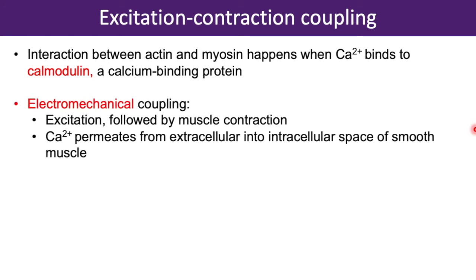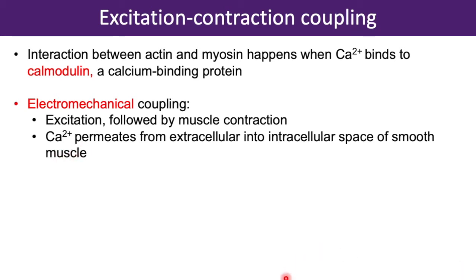So excitation is an electrochemical event occurring at the membrane. This is followed by a mechanical event, which is contraction of the muscle. This excitation-contraction coupling is termed electromechanical coupling. Calcium permeates from the extracellular into the intracellular space of smooth muscle, which causes contraction.